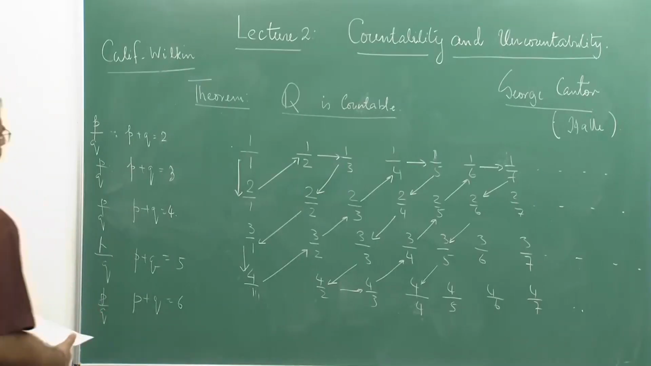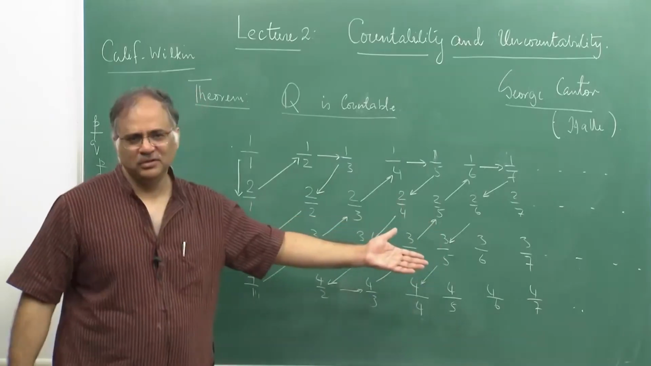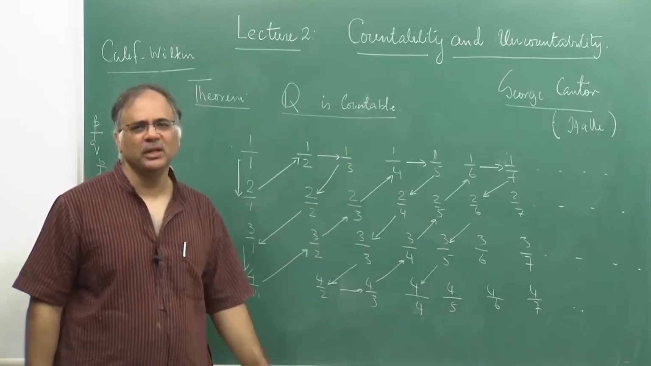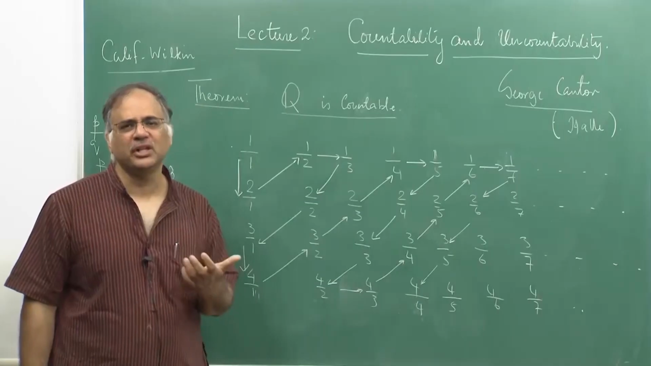Now, did I really prove Q is countable? No. By this diagram, what I am proving is that the set of all positive rational numbers is countable.